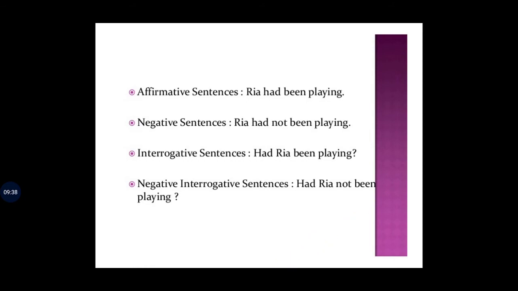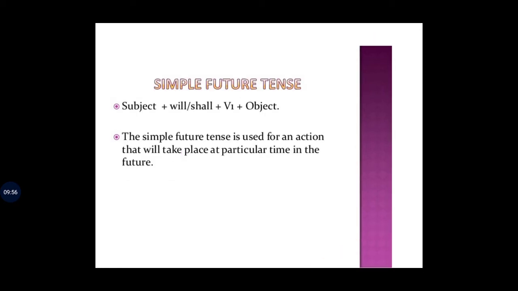Let's see the formation of sentences in 4 types. Affirmative, Ria had been playing. Negative, Ria had not been playing. Interrogative, had Ria been playing? Negative interrogative, had Ria not been playing?